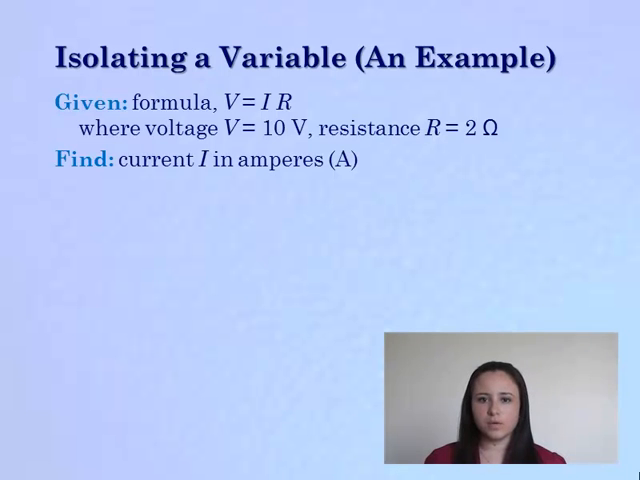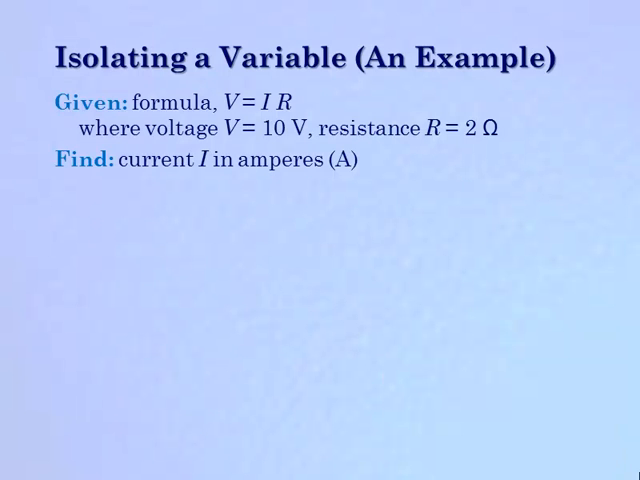Here's the second example, isolating a variable. So let's see if we can use some of the skills that we just learned to help answer these. We're given the formula V is equal to I times R, and we have some test cases of 10 volts and R is equal to 2 ohms. So let's see if we can find the current I in amperes.